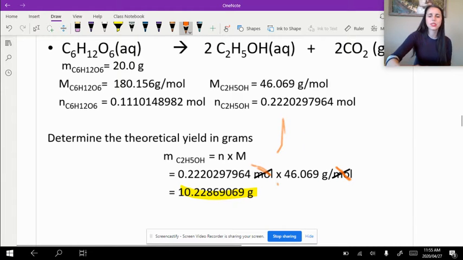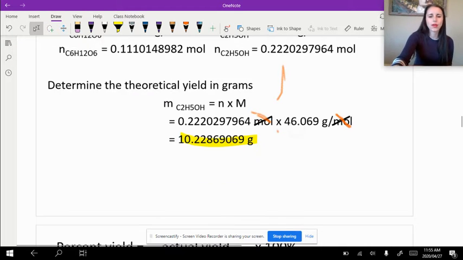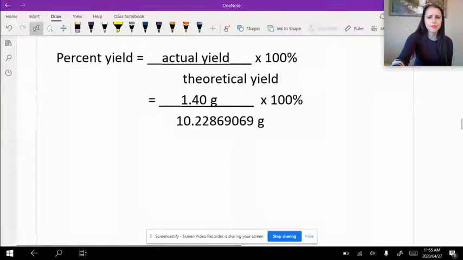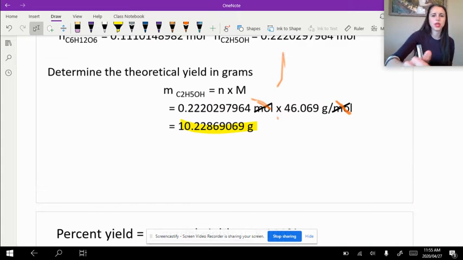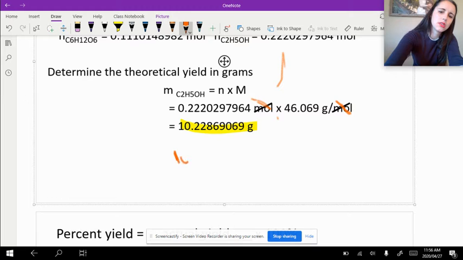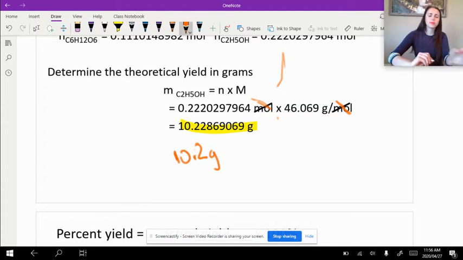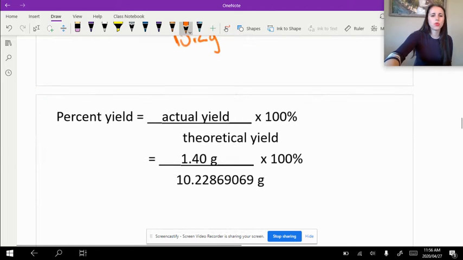At the end, we don't want to carry this many decimals. We kept this many decimals as we went through to be as accurate as possible, but really what I want to do is round to my correct number of significant digits. I was given one decimal in this question, 20.0, so I'm going to want to round to one decimal. So my actual number, if I was stopping here, would be 10.2 grams.